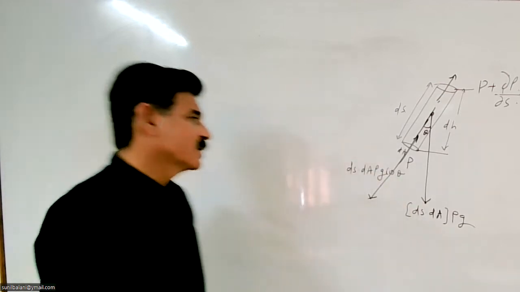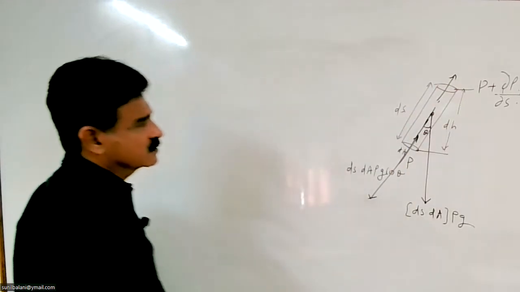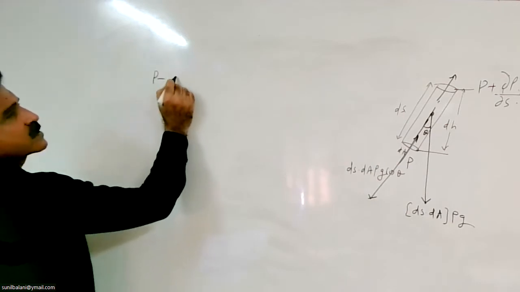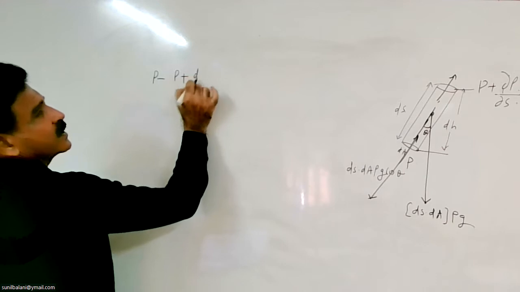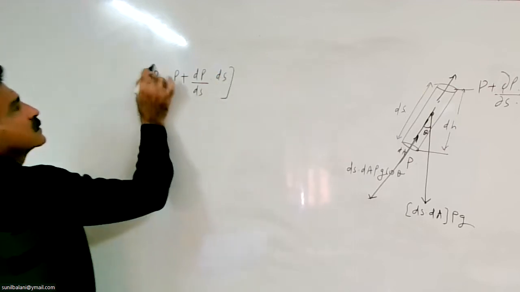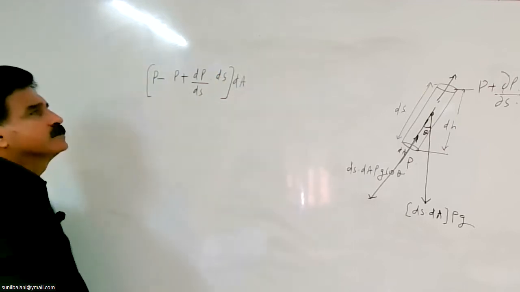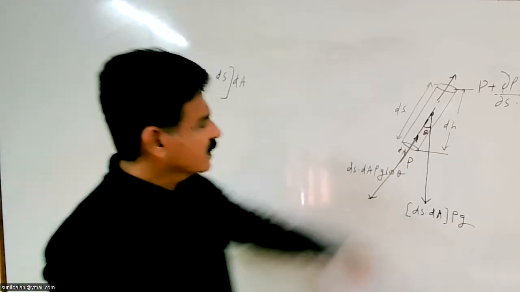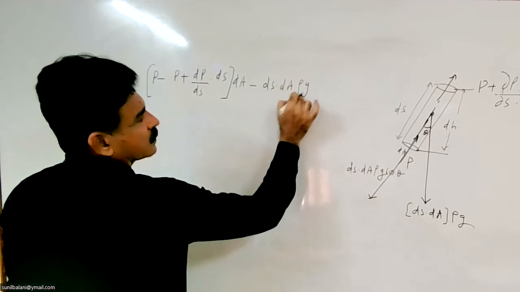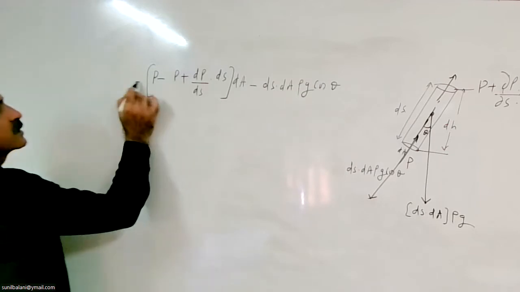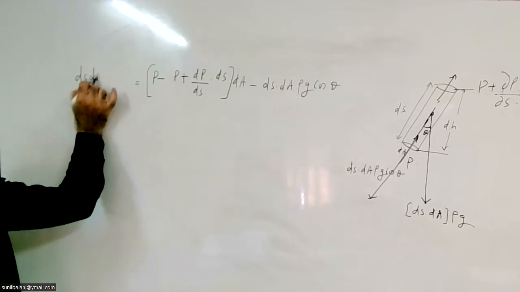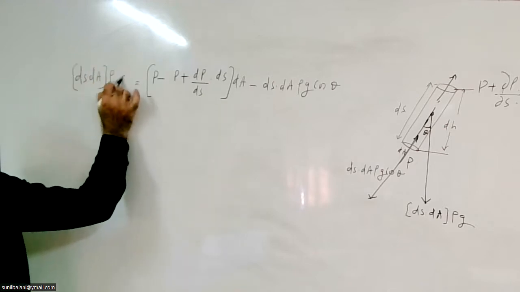Now I do F equal to ma, very simple. I'm taking the direction of flow to be in this direction. So the pressure part is P minus P plus dP over ds into ds, into dA. This is the pressure part. Then comes the gravity part in this direction: minus ds into dA into rho into g cosine of theta. This is equal to ma. I have written m here, so let me copy it: ds dA, volume, into density, into acceleration.